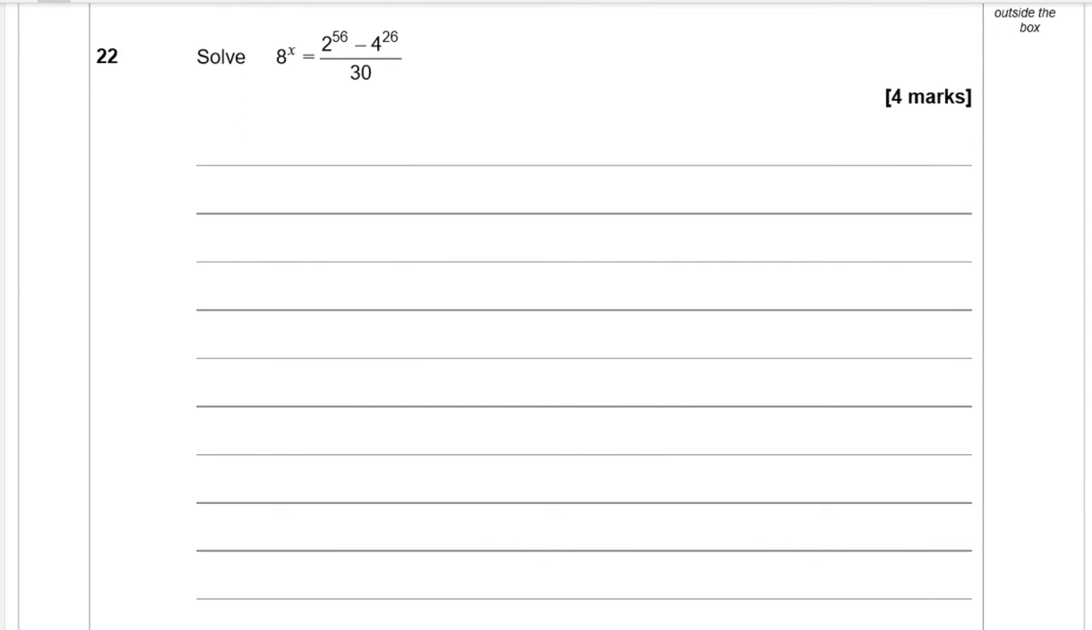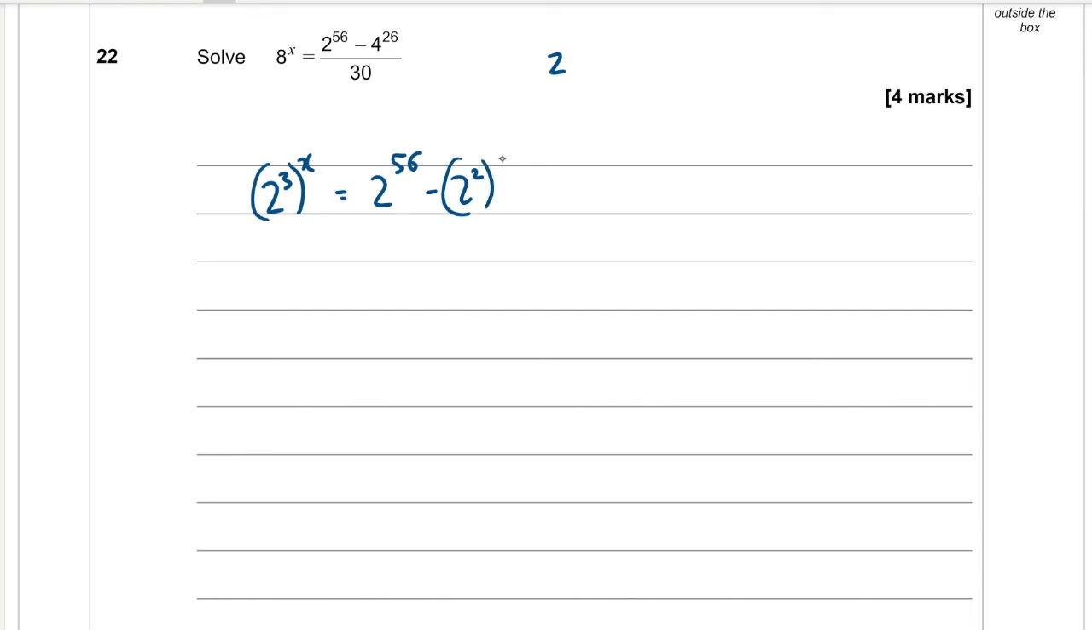Okay, classic question this. We're looking at powers of 2. So I need to write each of my indices as a 2. So 8 is 2 to the 3. And this one is already 2 to the 56. And 4 is 2 to the 2, all to the power of 26. And that's all over 30, which I can't write as a power of 2.